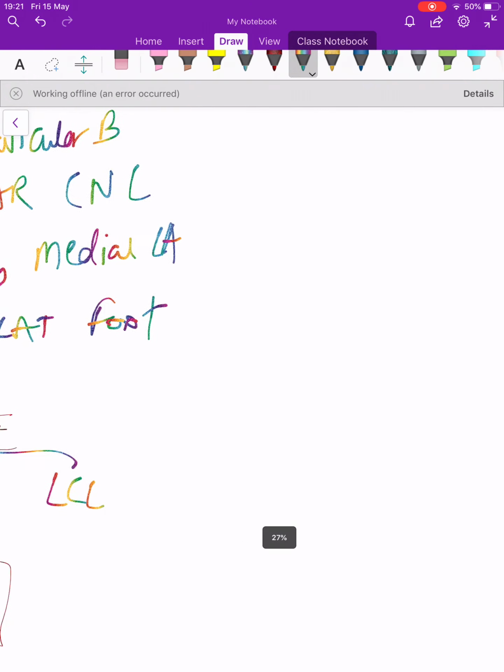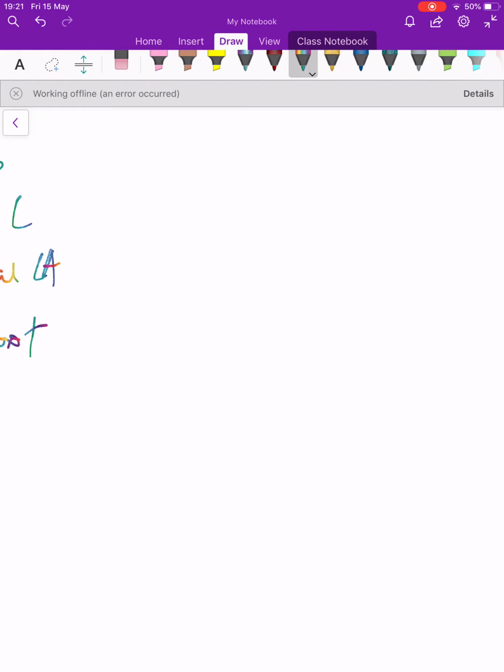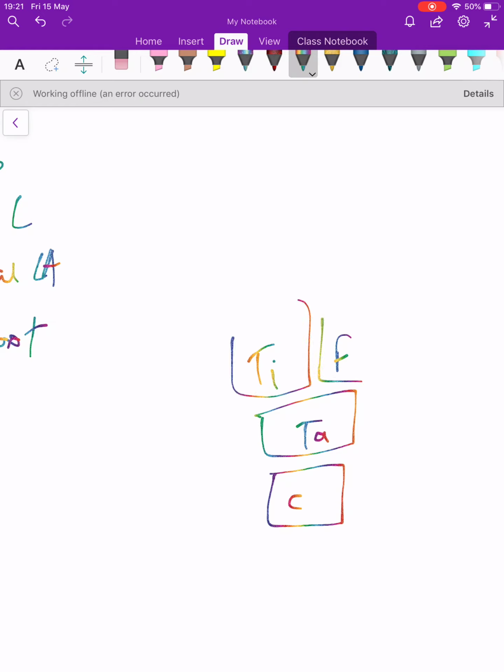So हम बनाते हैं जैसे यहाँ पे, let's say this is calcaneum, and this is talus, and this is tibia, this is fibula. Fine, like this. So, and this is naviculum, navicular bone, and this is substentacular tali.